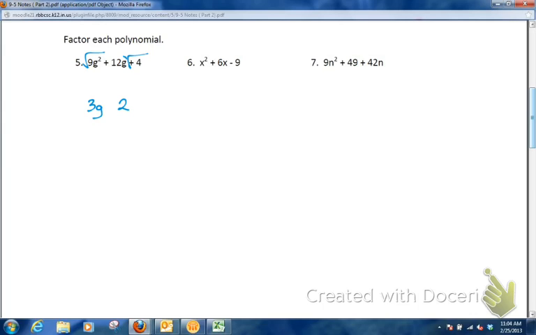What's the square root of 4? 2. The middle number is positive. So is that middle number, 12g, equal to 2 times 3g times 2? Well, 2 times 3g is 6g, times 2 is 12g. So it does work out, which means this is your answer. It's this binomial squared. All right. No mistakes there. Good. We've applied the shortcut to that problem. So, excellent. Let's move on to number 6.